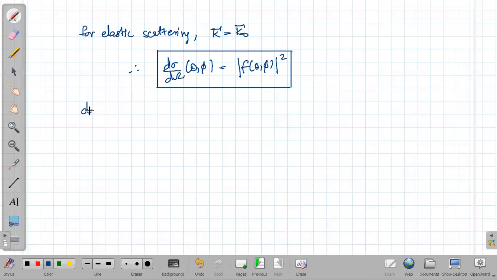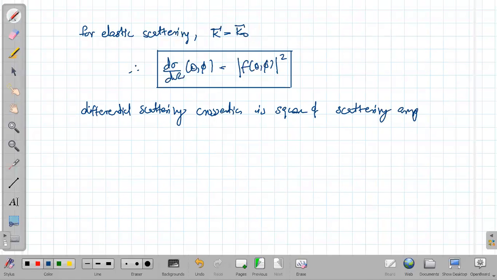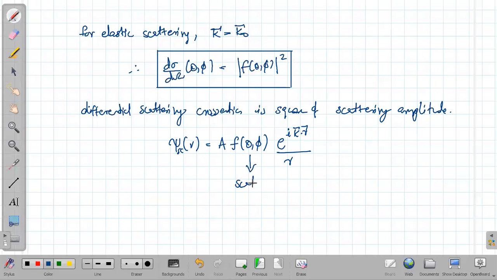Okay, so differential scattering cross section is the square of the scattering amplitude. So once we know the scattering amplitude, which gives the angular distribution of the scattered particles. If you look at the scattering wave function, it takes the form of some normalization constant, f of theta phi, e raised to i k dot r by r. So this f of theta phi is called the scattering amplitude.